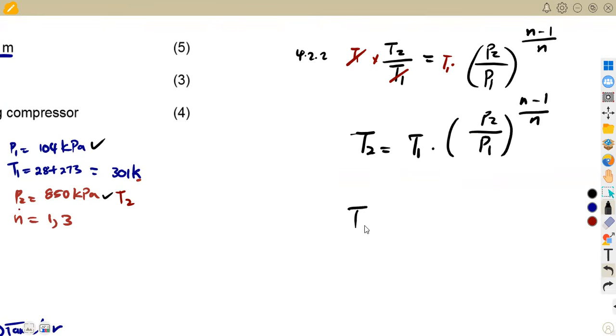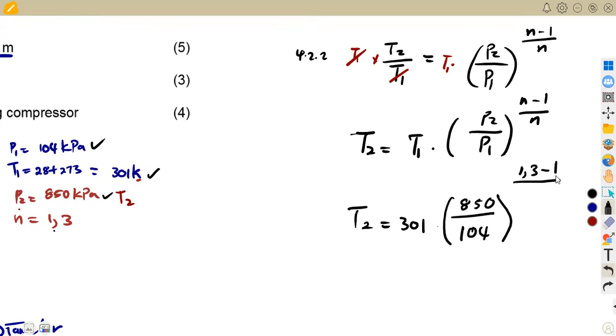So we can just substitute our values. T1, that is our temperature in Kelvin, which is 301, into P2, which is 850. Pressure is supposed to be in kilopascals, all right? Then over P1, which is 104, everything to the exponent of n minus 1, so this is n, which is 1,3, minus 1 over n in this case, which is 1,3.